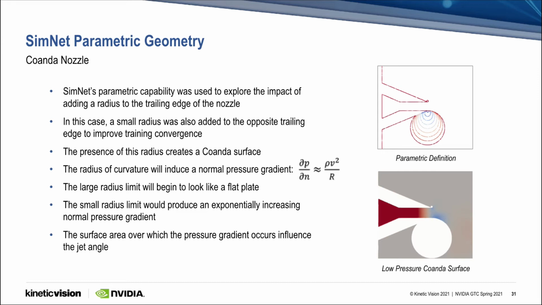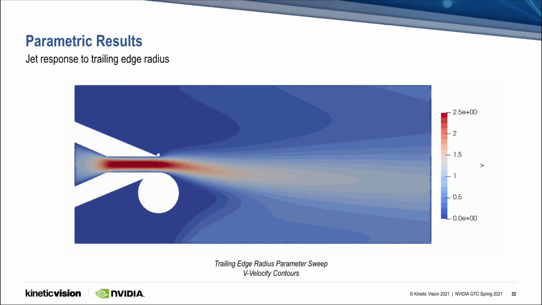As the radius gets larger, it will begin to look more like a flat plate. As the radius is smaller, it will produce an exponentially increasing normal pressure gradient. And then you also have to take into account that as that radius changes, the surface area over which the pressure gradient occurs is going to have an influence on the jet angle. So if we look at our results out of SimNet and retrieve them over the design space of the changing radius, you can see indeed, as we look at the velocity contours, that the jet angle changes as you increase the radius, and it is a nonlinear relationship.